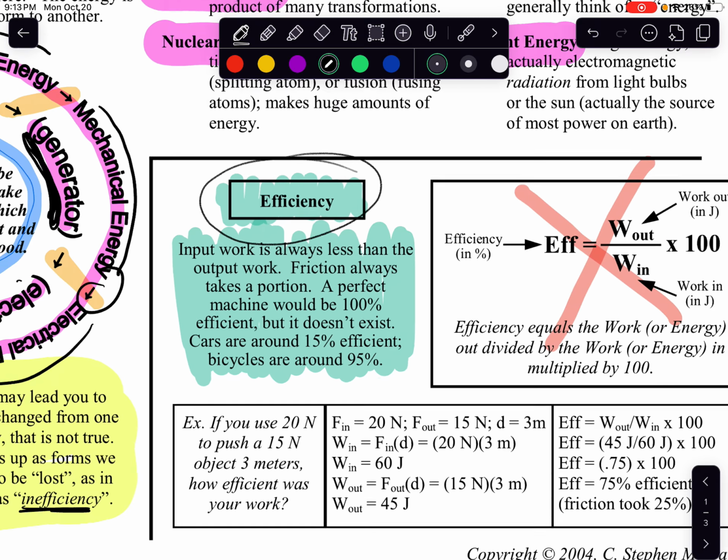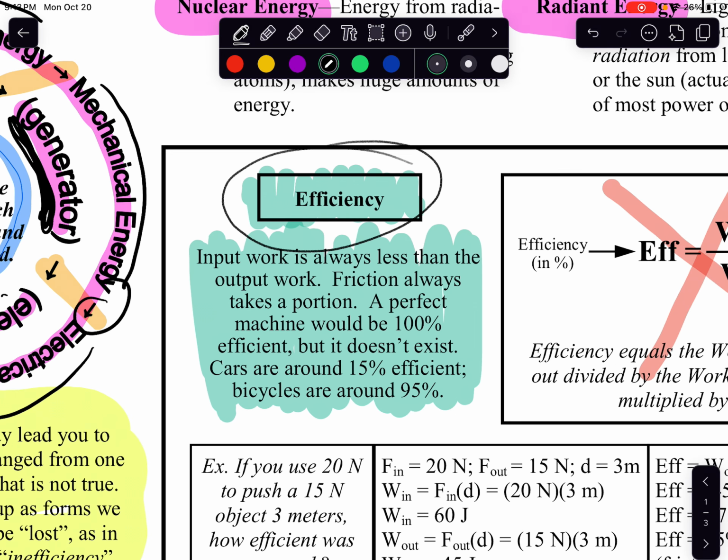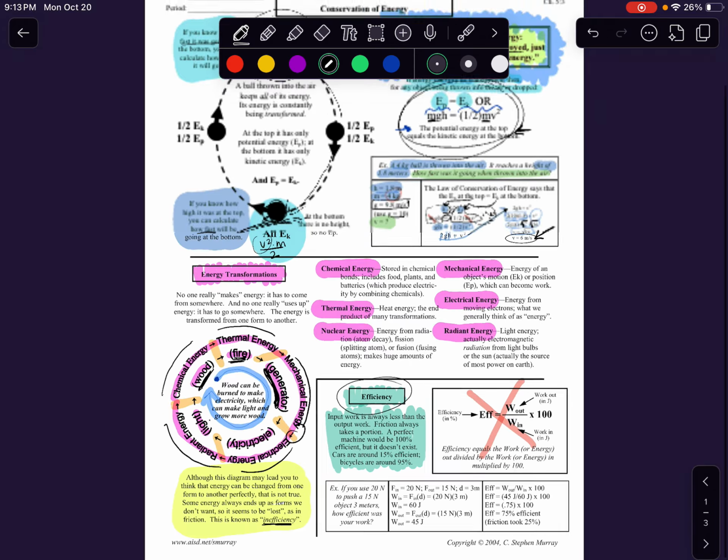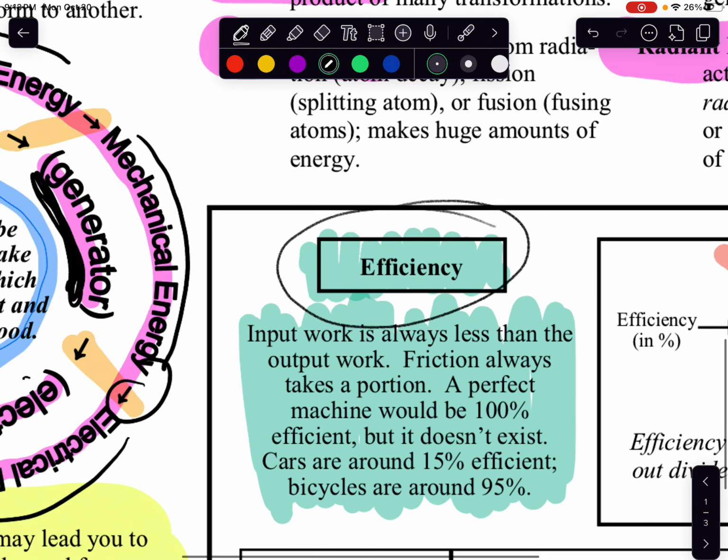They're pretty easy. But I do want you to understand what it is, because it is related to energy transformation. So it tells us that input work, or the work that you put into something, is always less than output work. Friction always takes a portion. A perfect machine would be 100% efficient, but it doesn't exist. Cars are only 15% efficient, though we were talking about when these worksheets were made, 2004.